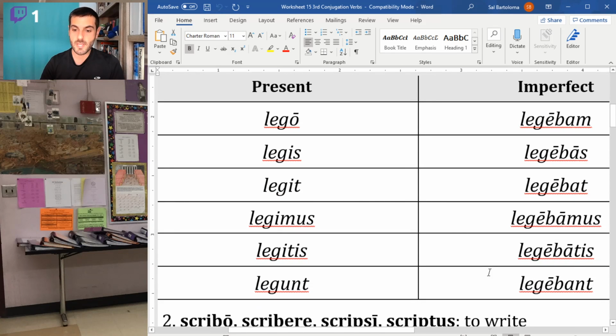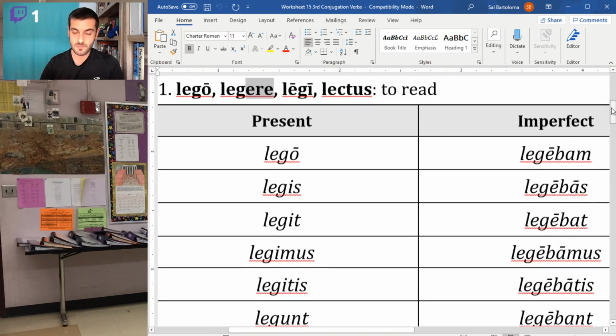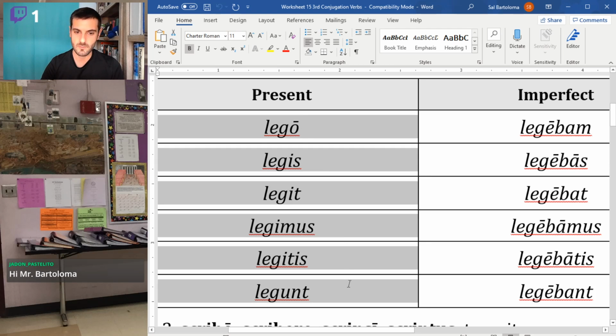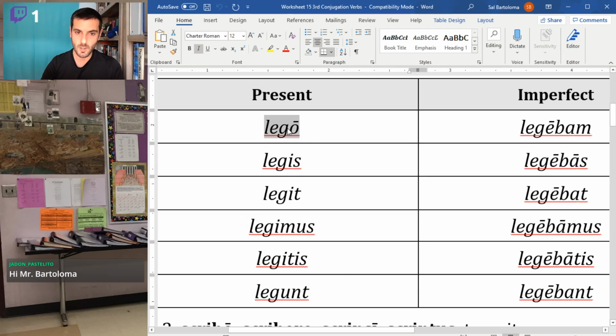And the thing about third conjugation is when you actually start to form it, particularly in the present, you're going to see, what's up, Jaden? A third conjugation verb conjugated in the present, there are no e's in any of these forms. So that short e is going to go out the window. So we get lego, our first form. Then we get legis, i-s, legit, i-t. Legimus, i-m-u-s. Legitis, i-t-i-s. And then we end with legunt. Okay, so u-n-t for the last one.